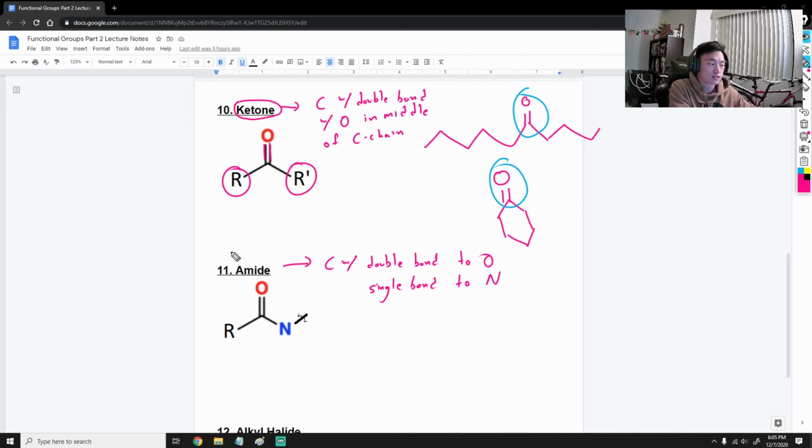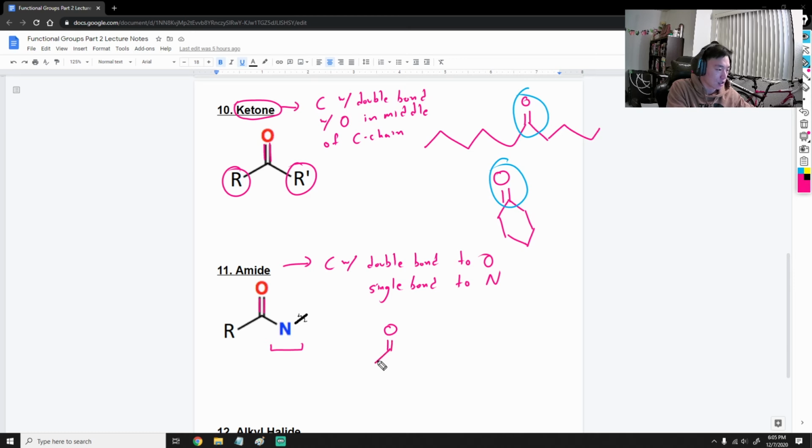So this looks very similar right here to an amine, right? We learned about these last time. Amines are nitrogens that are connected to carbons. But if one of the carbons that the amine is connected to happens to have a double bond with an oxygen, it's not an amine anymore. It's called an amide.